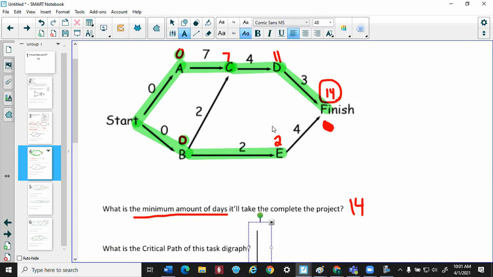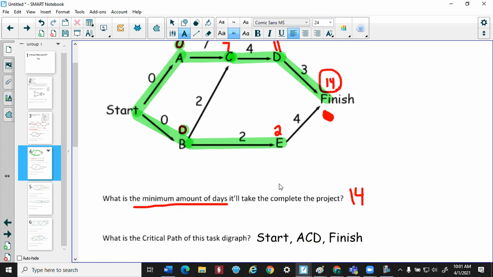we make this a lot smaller here. My critical path for this particular graph is just whatever I highlighted to go from start to finish. So start, I went to A, C, D, and then I went to finish. There we go. That's my critical path. Now let's try another one.